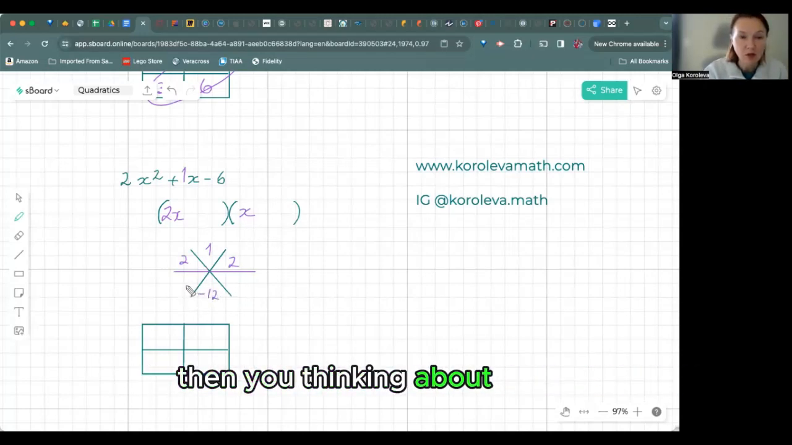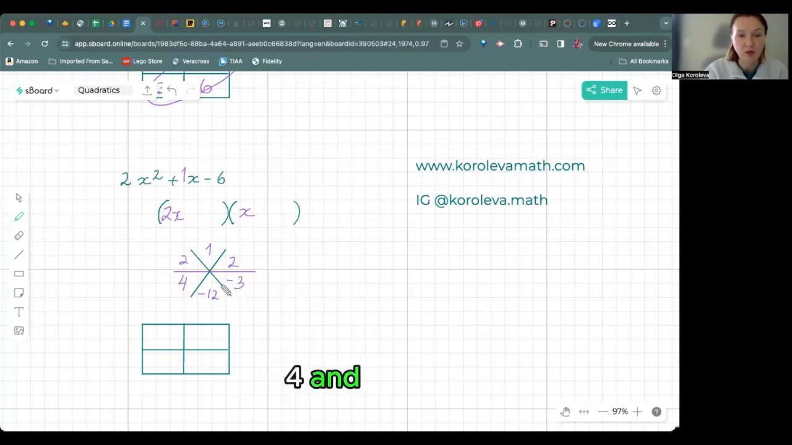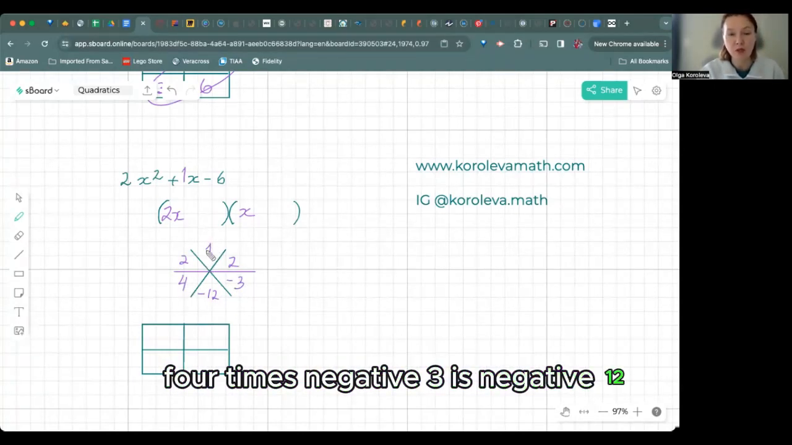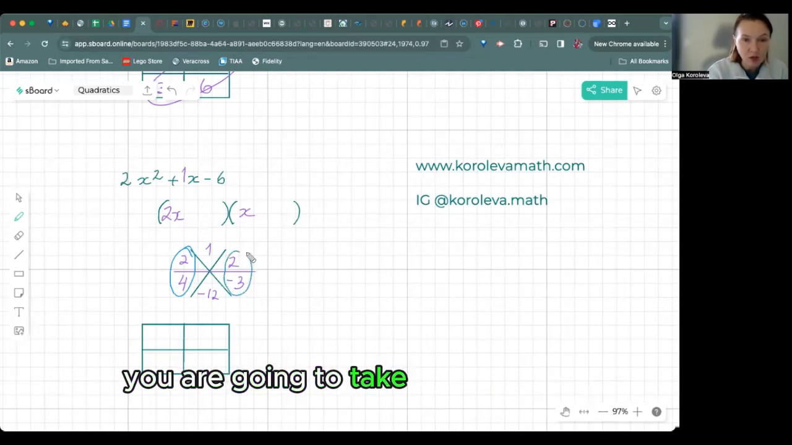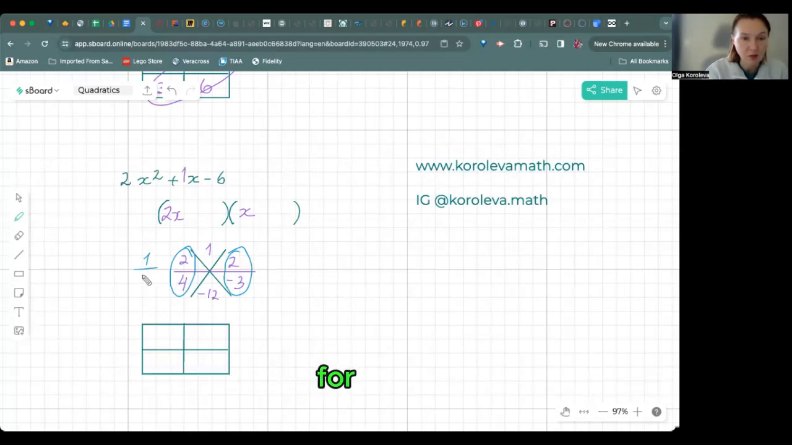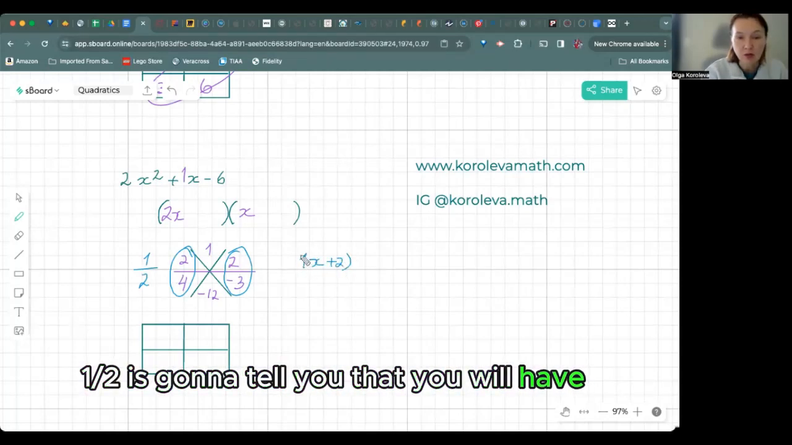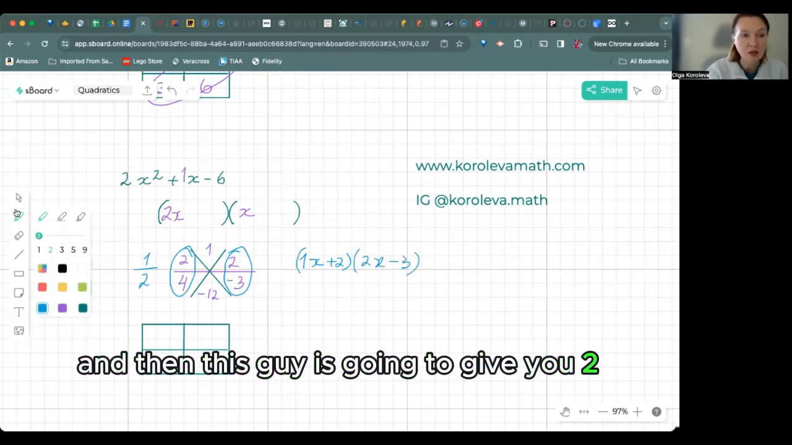Then you're thinking about numbers that multiplied will give you negative 12, and then added up will give you 1. I think it's going to be 4 and negative 3. 4 times negative 3 is negative 12. If you add them up, you're going to get 1. Now, what do you do with all those numbers? You are going to take these two numbers and these two numbers. You're going to simplify this as if it was a fraction. For example, you can simplify this as 1/2. This one you cannot really simplify. This 1/2 is going to tell you that you will have 1x plus 2, and then this guy is going to give you 2x minus 3.